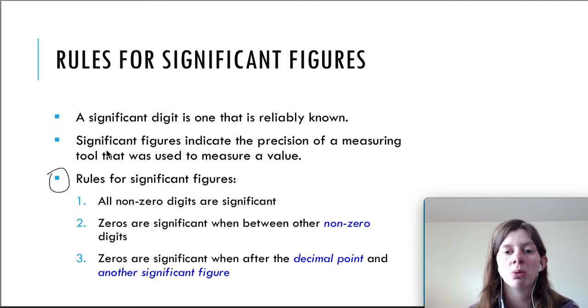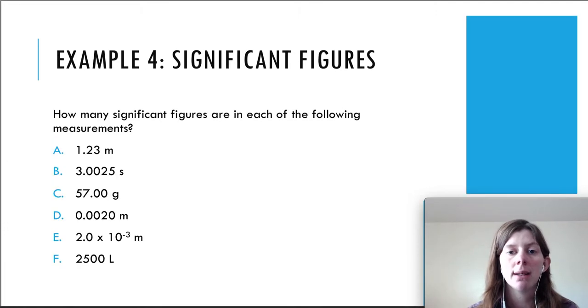So here we're looking at the rules. If it's a non-zero digit, that means it's significant. If it's a 0 and it's between other non-zero digits, then it's significant. And then if it's a 0 and it's after the decimal point and it's also after another sig fig. So it has to follow both of these rules for this rule to be applicable. So let's see how we use these rules. I have a lot of examples on the next slide.